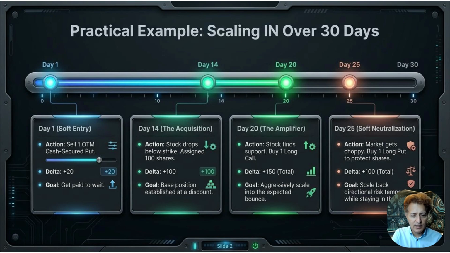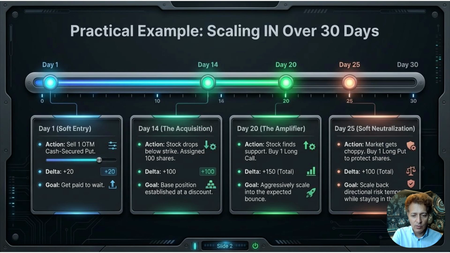Now, let's say 14 days later, the stock does drop below your strike. So now your put is obliging you to buy the stock. So shares are put to you, and now you are in a stock position. So your delta that was plus 20 became plus 100. Notice how you are scaling in automatically from 20 to 100. Now you have a base position which you acquired at a discount, and now you can do things with it.